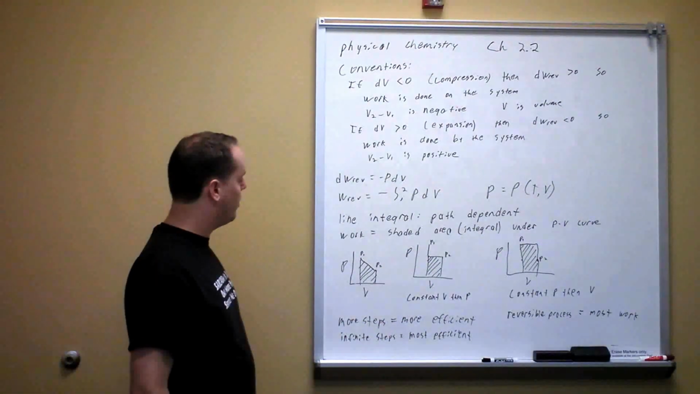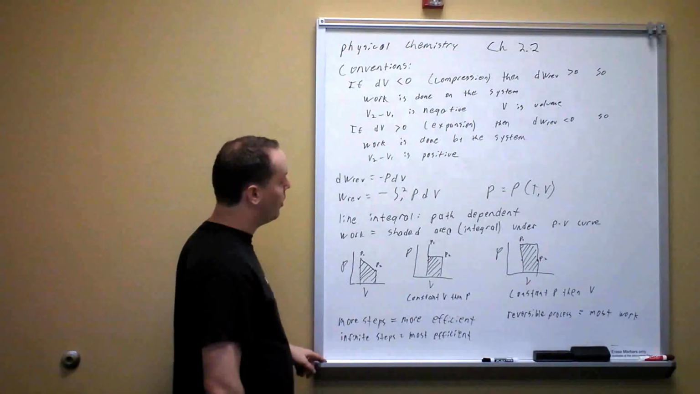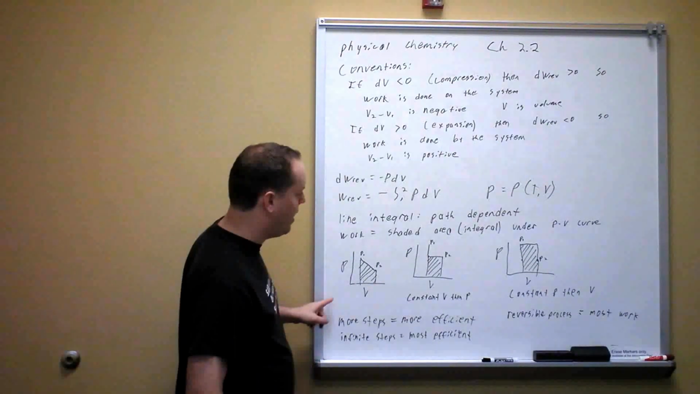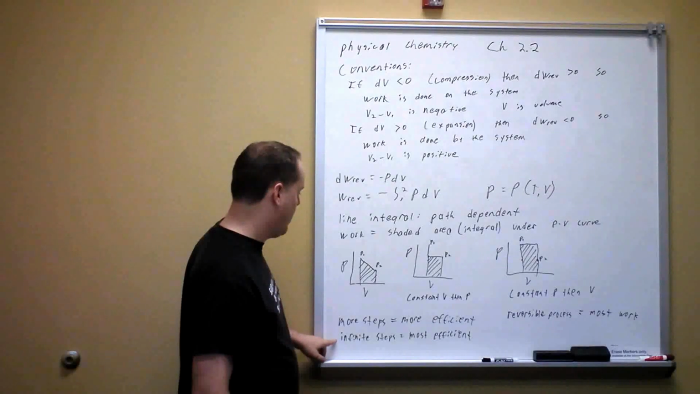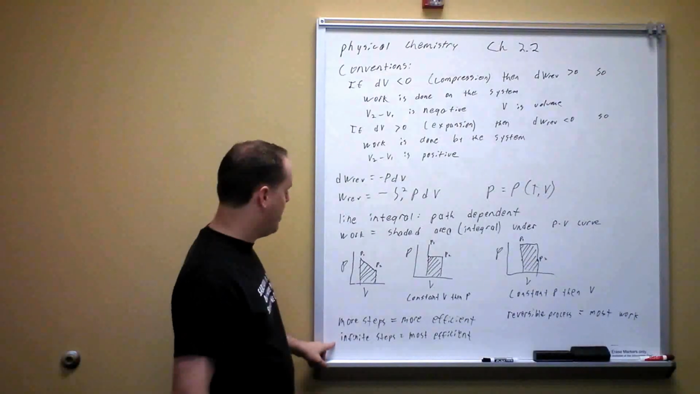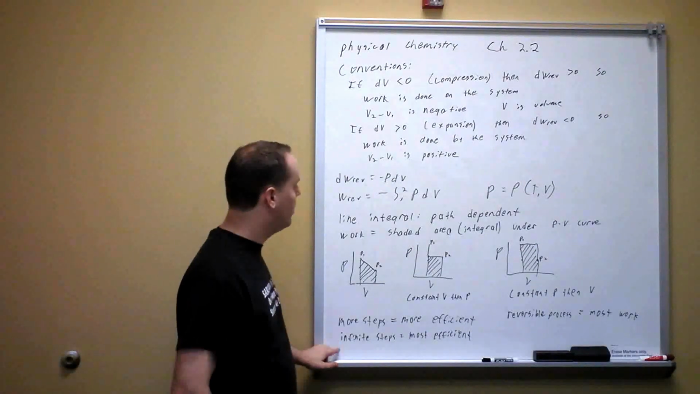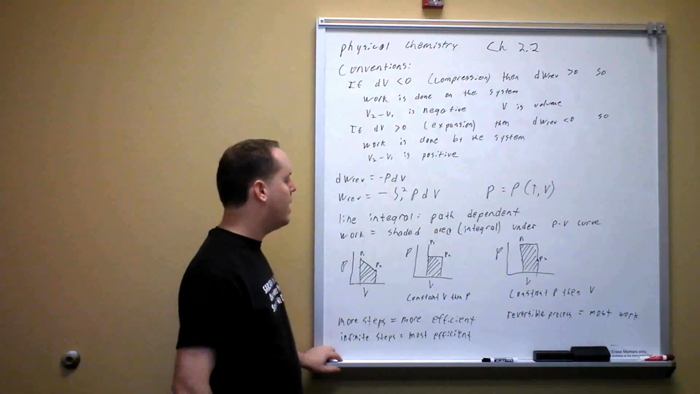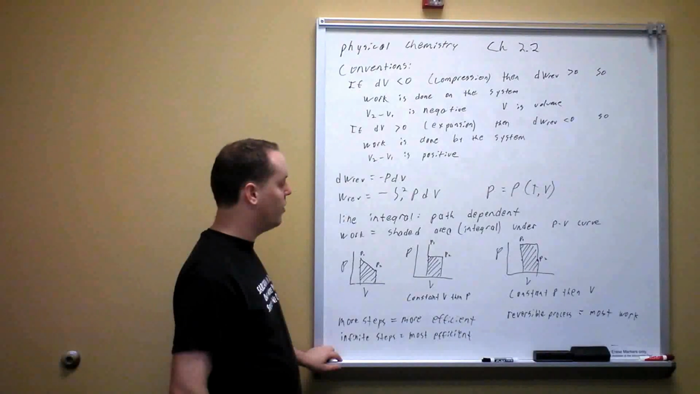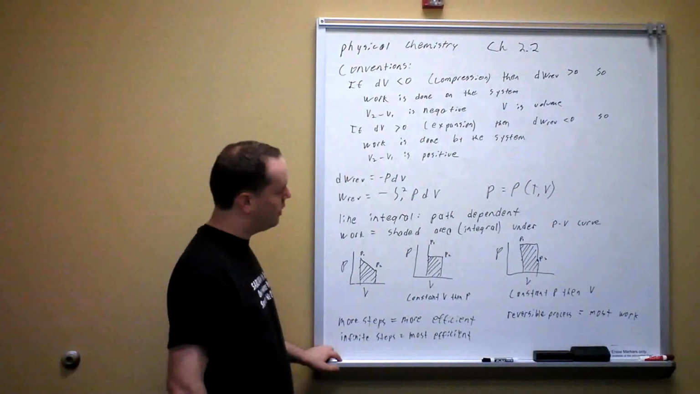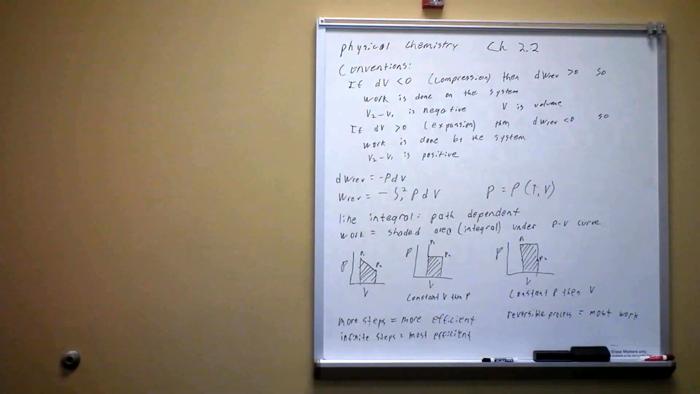Now one thing too, when you're integrating, more steps is more efficient. I didn't show that on this curve very well, and likewise, if you have infinite steps, you get the most efficient curve. And finally, what that means is if you do it reversibly, you're going to get the most work done.